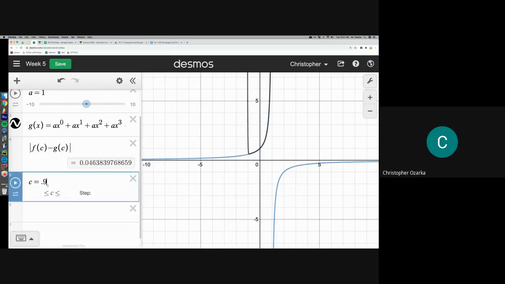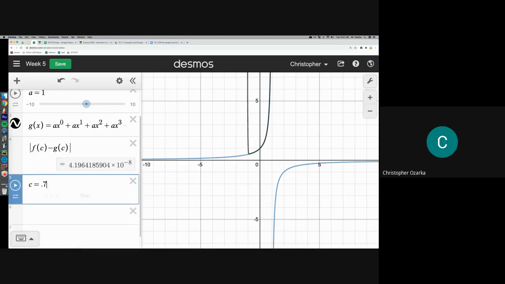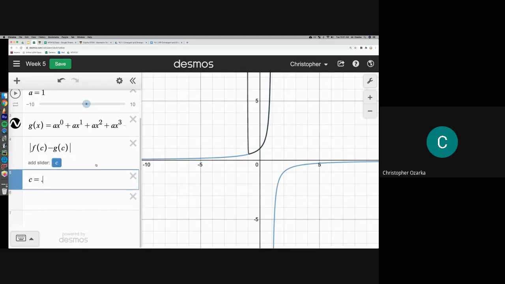But if I did something like 0.9, the error is going to be a little bit more. It's still close to 0, but it's close to 1, so it is a worse approximation. As you can see, as I go lower, it's off by less. And again, I only went to 50. If I went to 100, it would be even better.